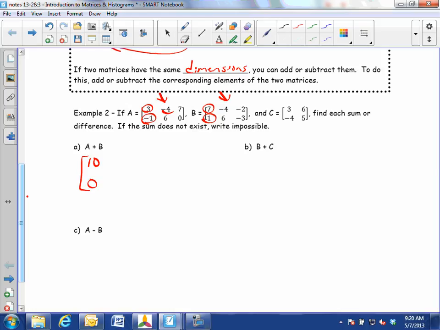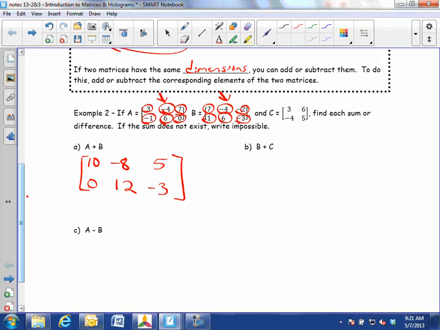Then let's do the middle top. Negative 4 plus negative 4? Negative 8. 6 plus 6? 7 plus negative 2? Yep, right. And 0 plus negative 3?